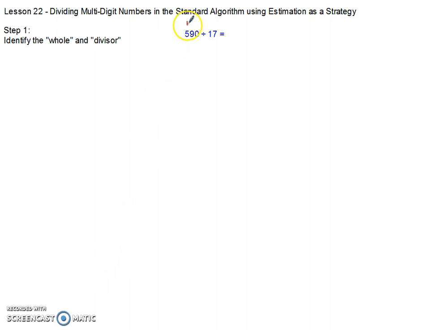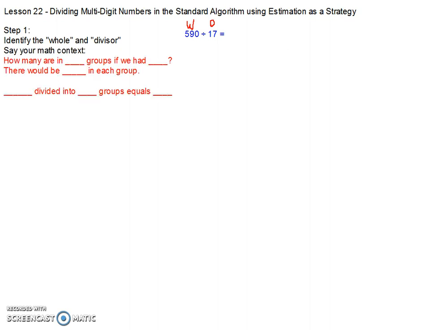Our whole is the amount of things that we're dividing, and the divisor is the number of groups that we are dividing into. So for this problem, 590 divided by 17, we have our whole as 590 things, and we are dividing them into 17 groups, which is our divisor. One of the parts I'm adding to step one is to say your math context, to try to make meaning out of what we're doing.